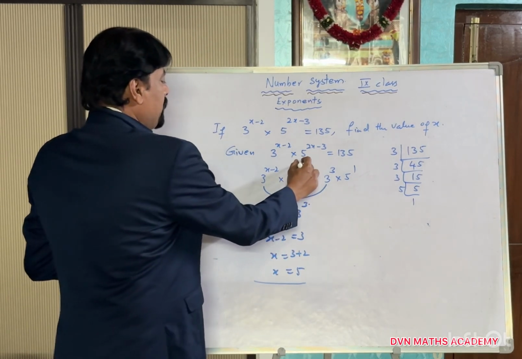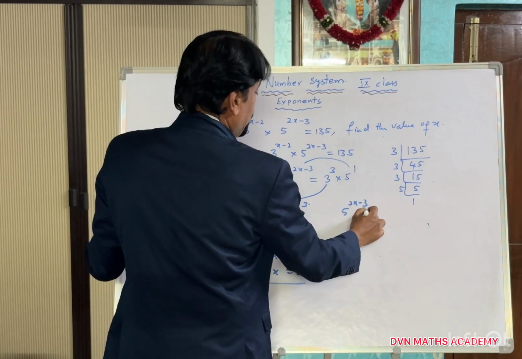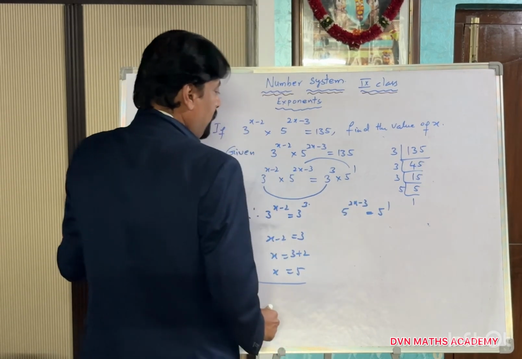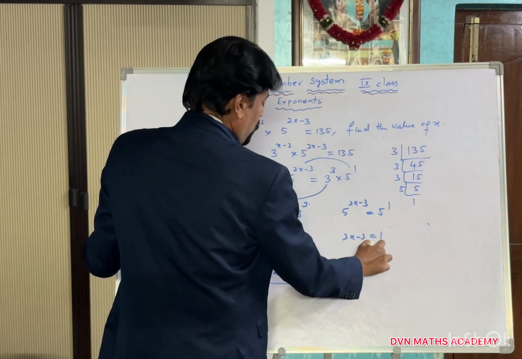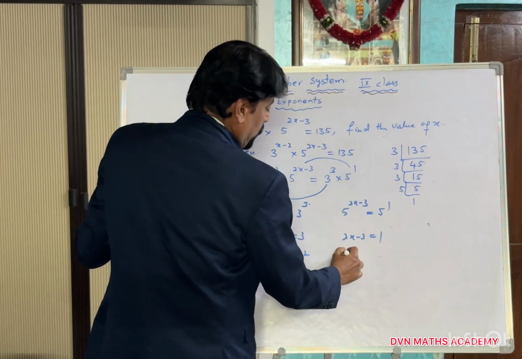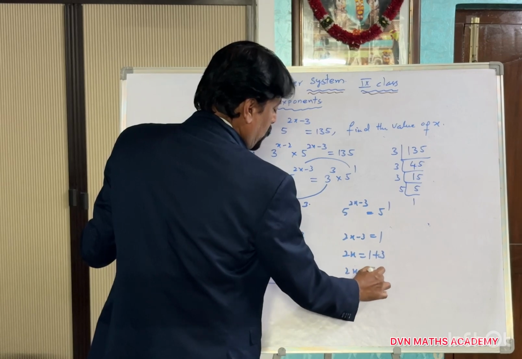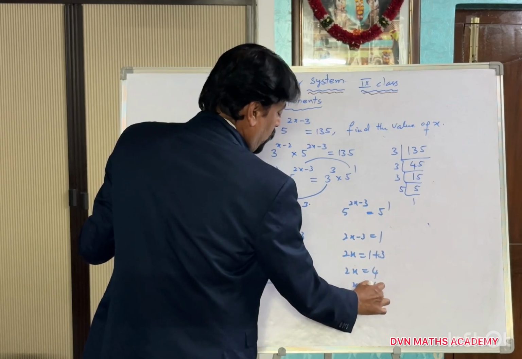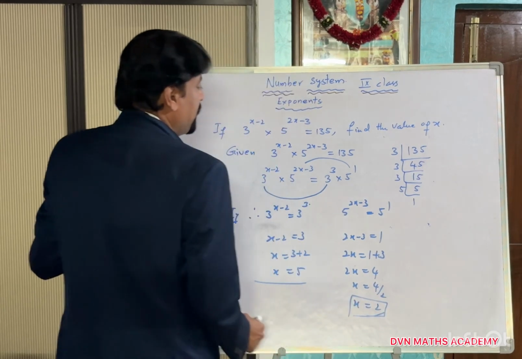So if you compare these two, what happened? You see 5 to the power of 2x minus 3 is equal to 5 to the power of 1. Then 2x minus 3 is equal to 1. Then it will become 2x is equal to 1 plus 3, then 2x is equal to 4, x is equal to 4 by 2, therefore x is equal to 2. So somewhere I made a mistake here.